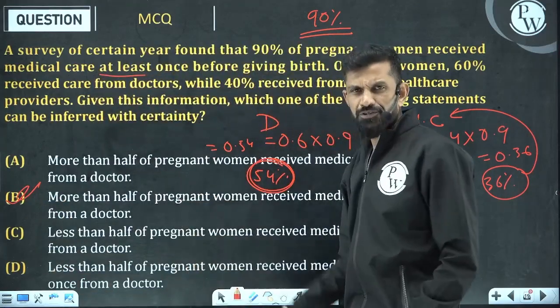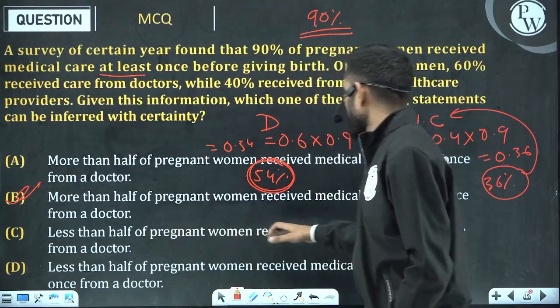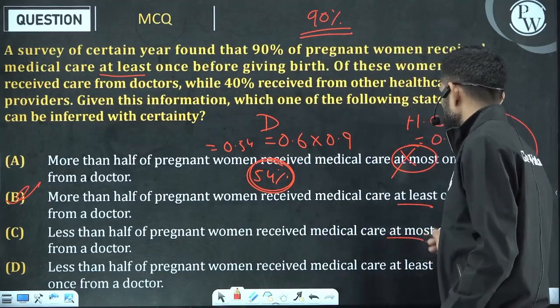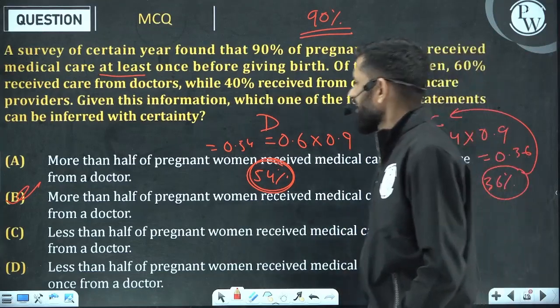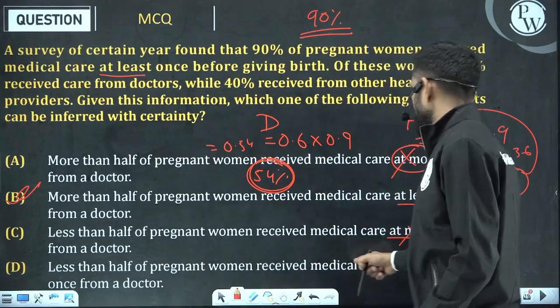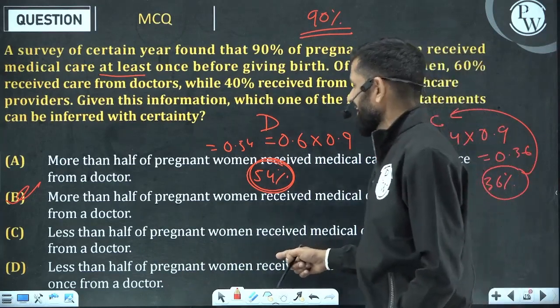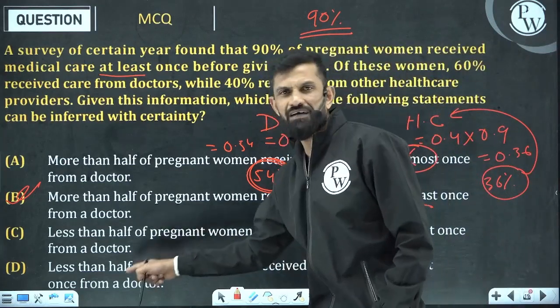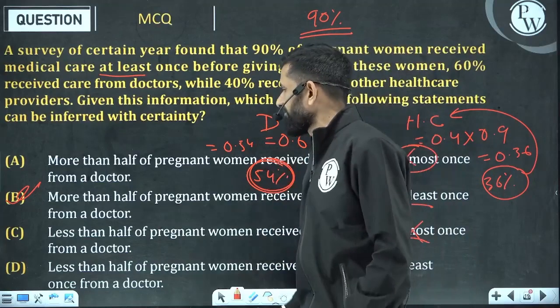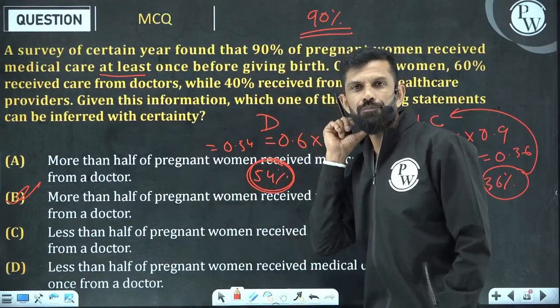Let us see other options as well. Less than half of the pregnant women received medical care at most. We don't have any information about at most. Less than half of the pregnant women received medical care at least once from the doctor. At least is there, but less than half? No, it is 54%. It is more than half. So anyhow, our answer comes option B.